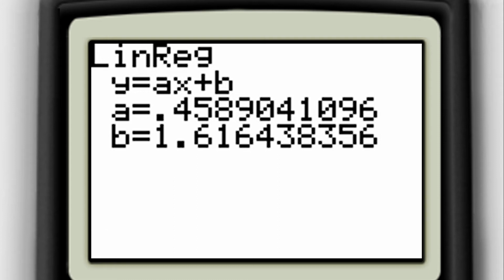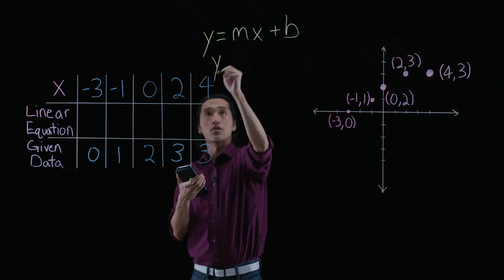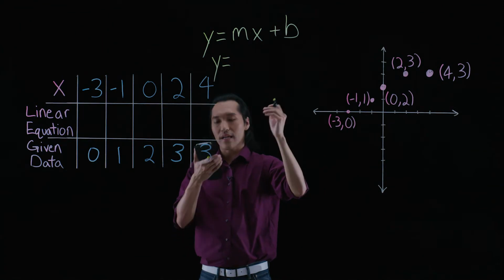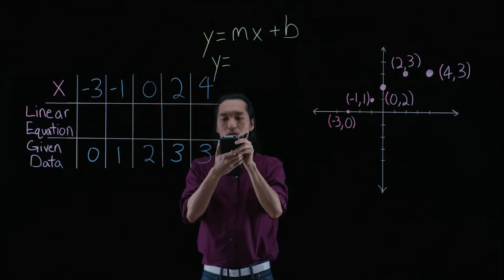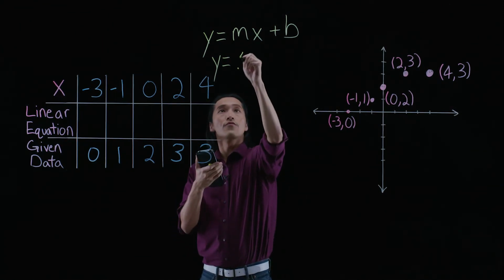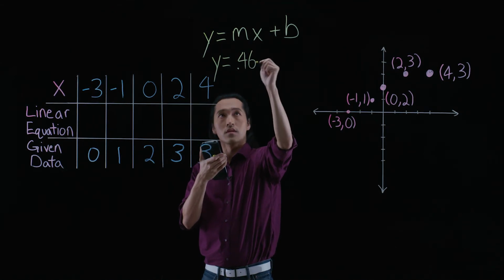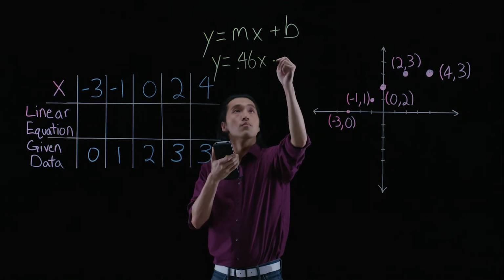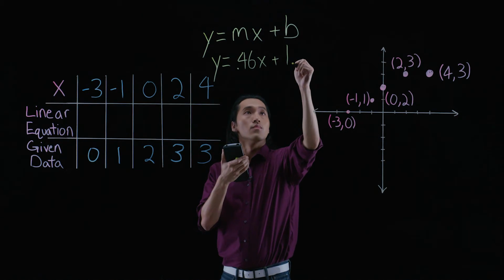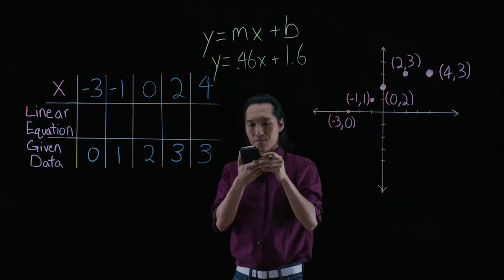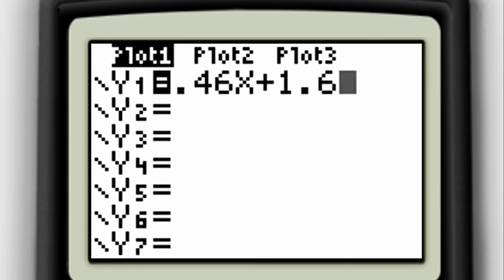I'm just going to make an estimate and round these numbers to 2 decimal points, just to make it a little bit easier. So I'll write y equals 0.46x plus 1.6. Once we have this entered in the y equals section of our graphing utility, we can press graph and you'll see the line show up.